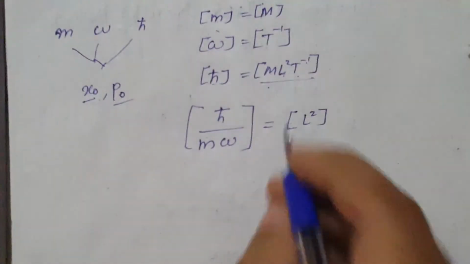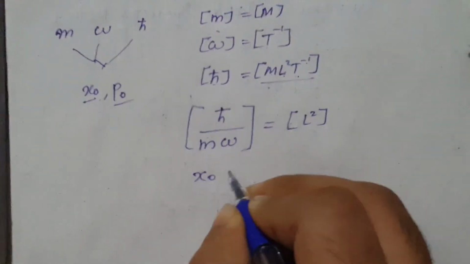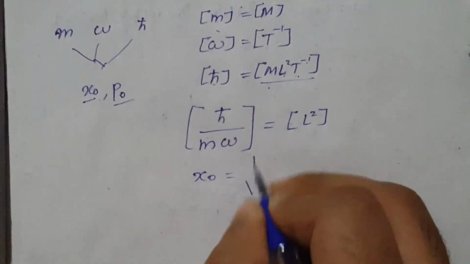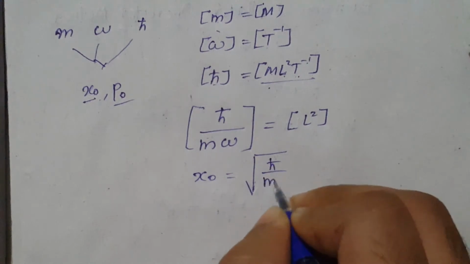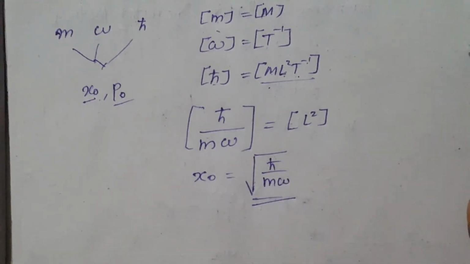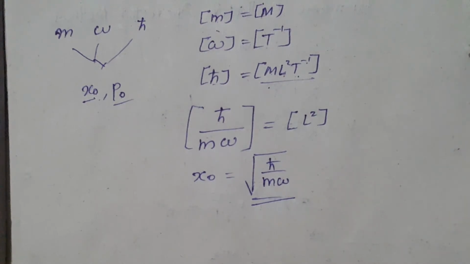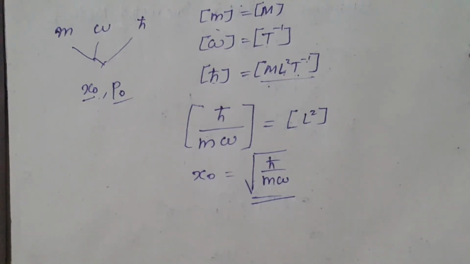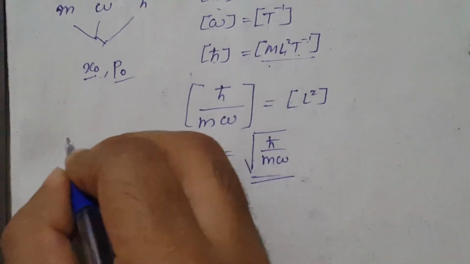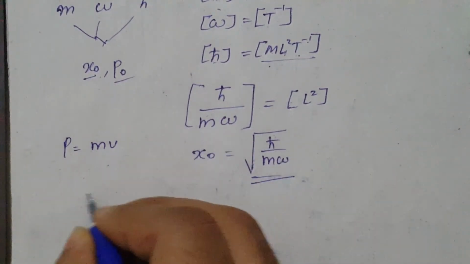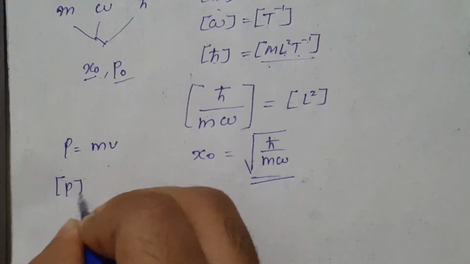How can we define x0? x0 can be root of h cut by m omega. Okay, so now we have x0. Now what could be p0? First of all, what is the dimension of momentum? P is mv, so what is the dimension of momentum?